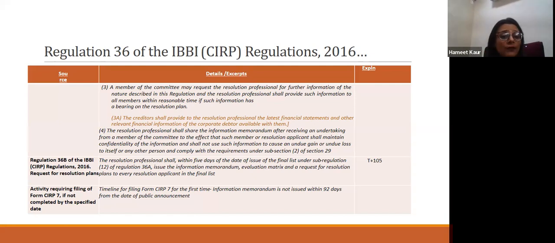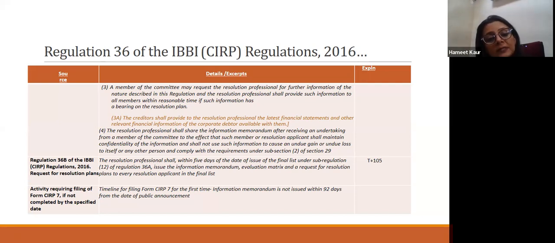Regulation 36B of the IBBI CIRP regulations talks about the request for resolution plans. The RP shall, within 5 days of issue of the final list under subregulation 12 of regulation 36A, issue the IM, the evaluation matrix, and a request for resolution plan document to every RA on the final list. Form filing starts thereafter. Activities requiring filing of Form CRP 7.